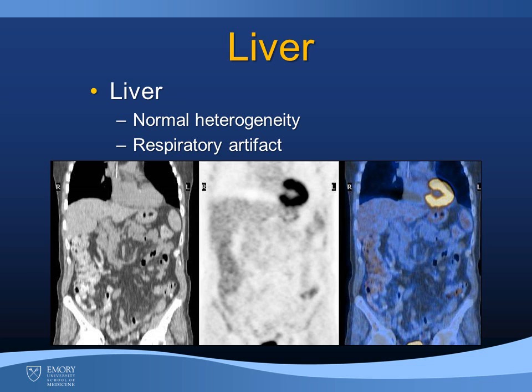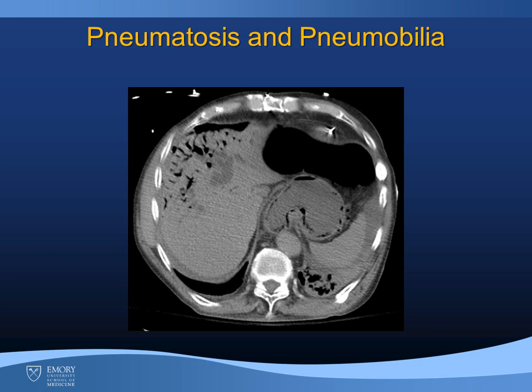Now, as far as the liver, that is a challenging area to evaluate on PET. There's normal heterogeneity, as well as that area can be prone to respiratory artifact, as we've seen in the earlier slides. Just some things on CT to be aware of, if you see it on PET, for example, this patient has pneumobilia and pneumatosis.